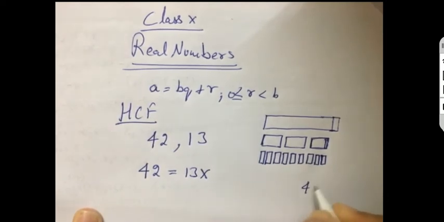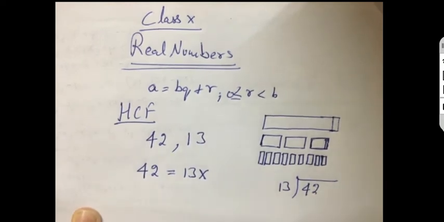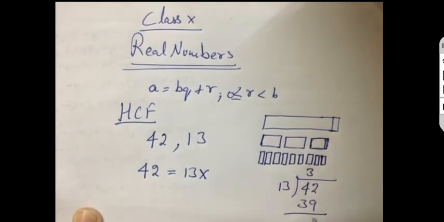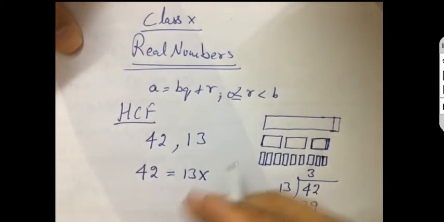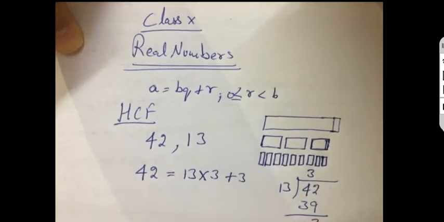If I write it like this, 42 divided by 13. 13 into 2 gives you 26. 13 into 3 gives you 39. 13 into 4 will give you 52. 52 is greater than 42, so what will be the answer? 13 into 3 gives you 39, and the remainder will be 3. So over here we will write 13 into 3 gives you a remainder 3.